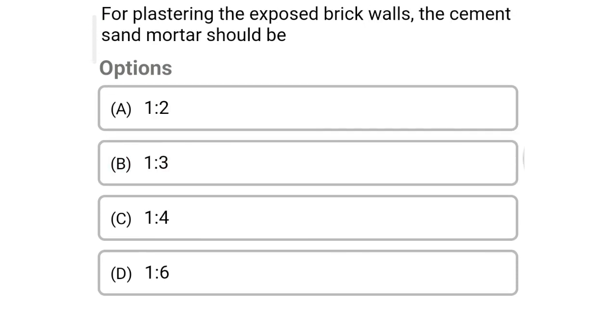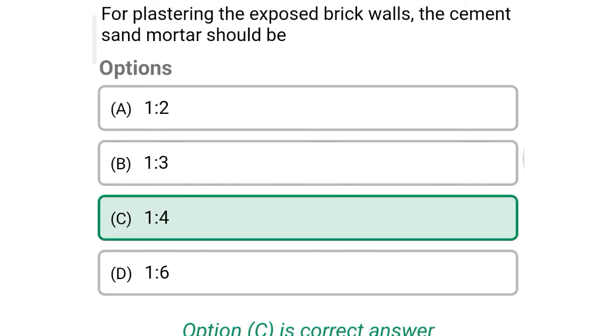So next question, for plastering the exposed brick walls, the cement sand mortar should be option A 1:2, option B 1:3, option C 1:4, option D 1:6. So the correct answer is option C 1:4.